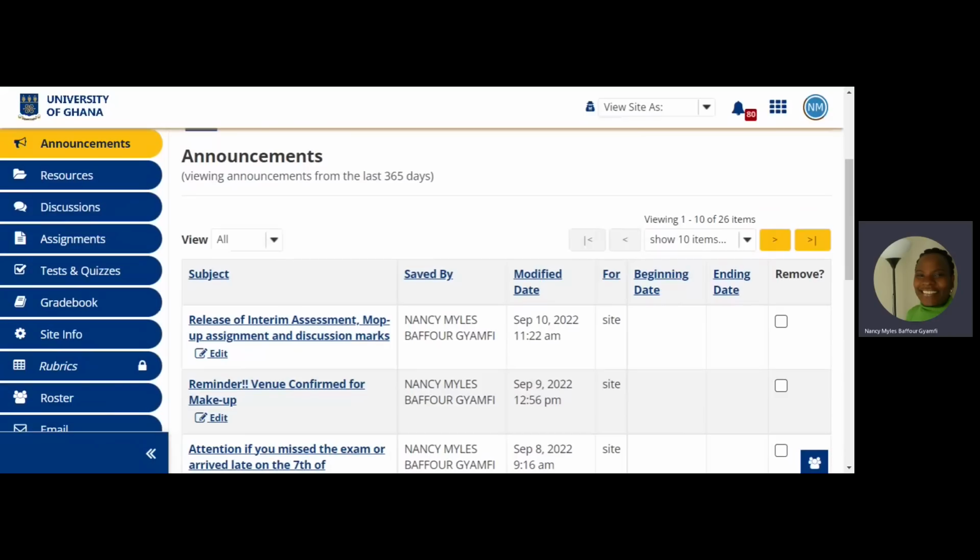If you were satisfied with the first attempt at assignment 1 and 4, why would you take the mop-up? Whoever is taking the mop-up is telling us that he's trying to better what he has. Because if you have a grade, a mark, and you're okay with it, you wouldn't take a makeup or a mop-up assessment.